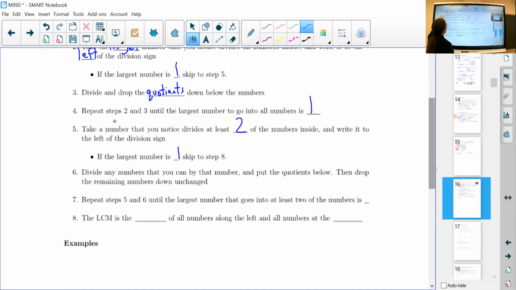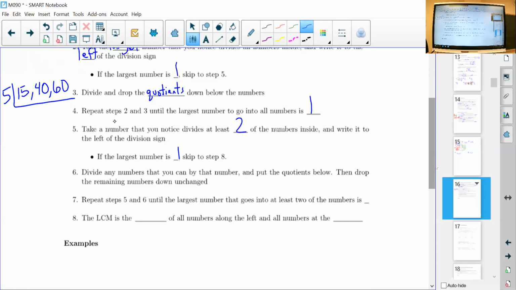Now let's go ahead and take an example. Let's look at 15, 40, and 60. Okay, 15, 40, and 60. We are going to take out, well, what goes into all of those? 5. Take out a 5.